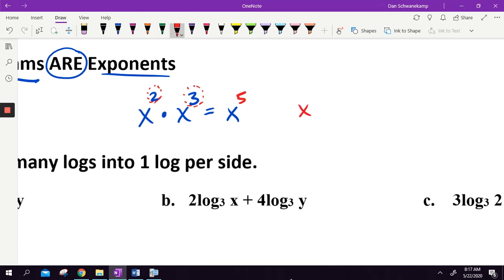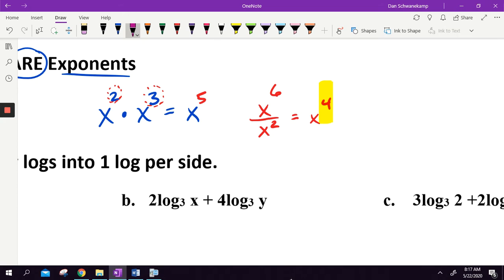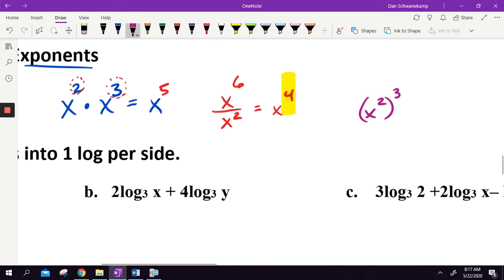Same thing here. If I had x to the 6th over x squared, if I were going to divide x to the 6th and x squared, you cancel out two of them, or in other words, this would be x to the 4th. So when you're dividing two exponents with the same base, you really subtract the two exponents.